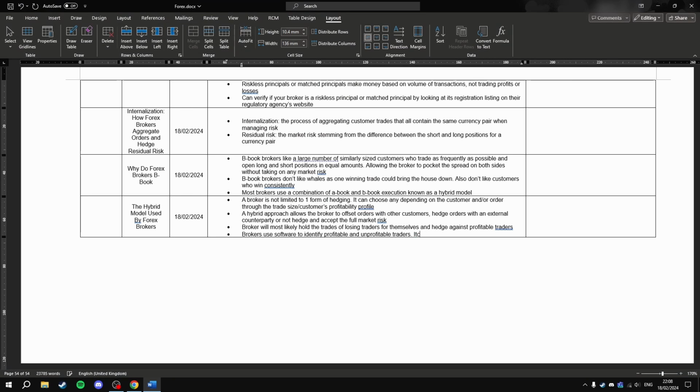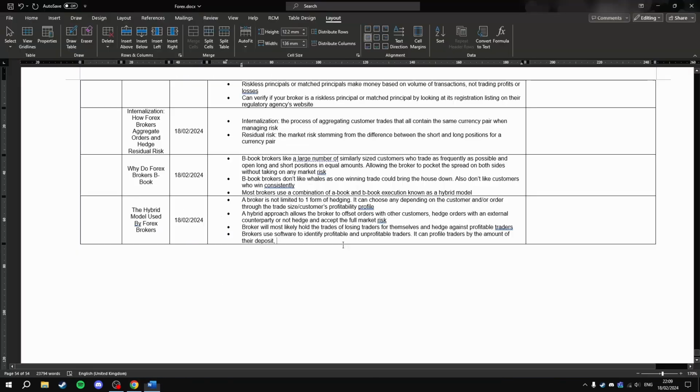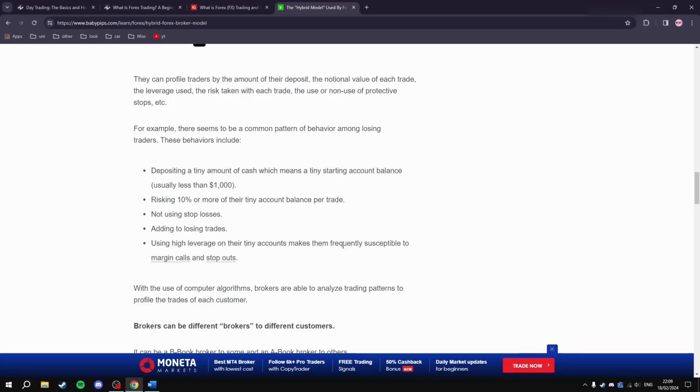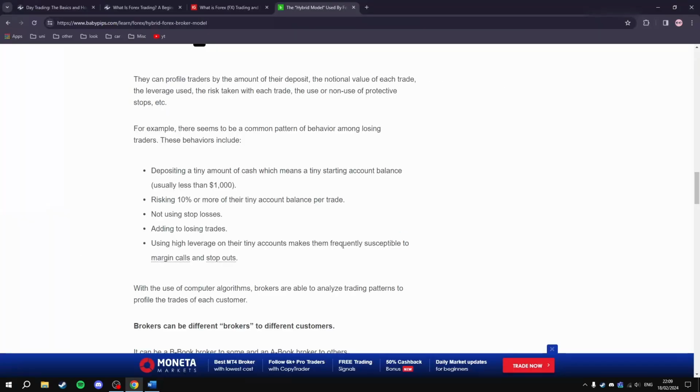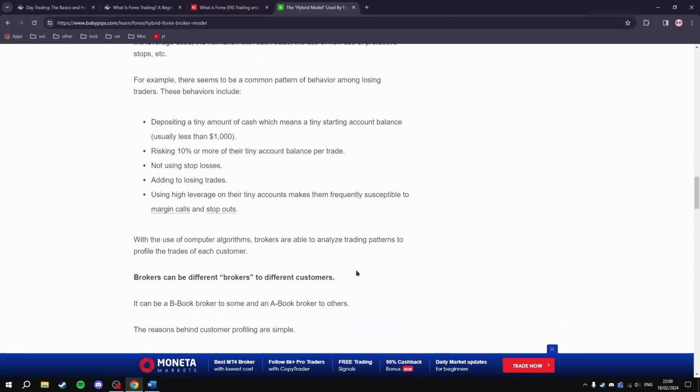It can profile traders by the amount of their deposit, the notional value of each trade, the leverage used, the risk taken with each trade, the use or non-use of protective stops, etc. For example, there seems to be a common pattern of behavior among losing traders.